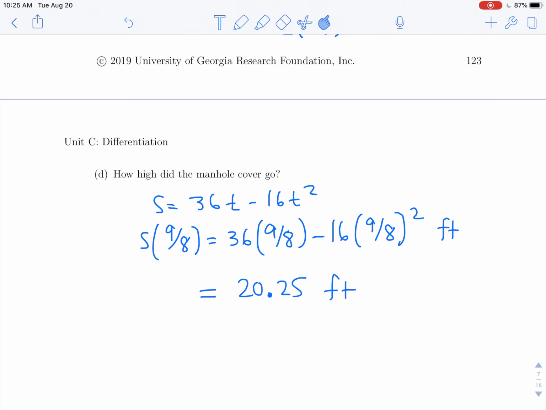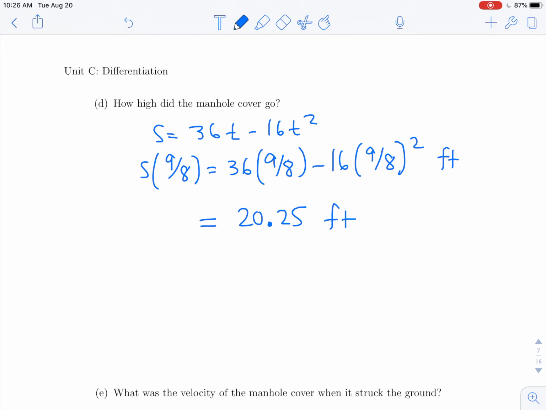And by the way, this is an exact decimal answer. I did not round to get this. So if you get a whole bunch of decimal places, more often than not, it's because your calculator is rounding, and it's better to keep the answer exact. But this is an exact decimal answer, and so I'll keep it.